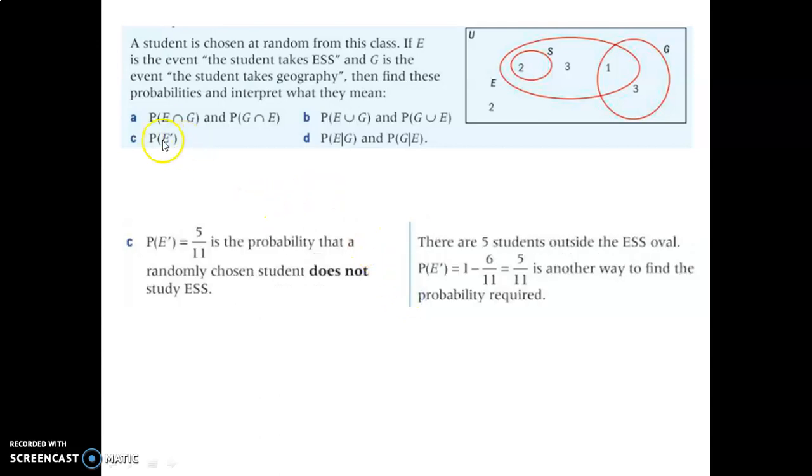Okay, in C, we're looking for the complement of E. We know that E is, if you add those up, 1, 3, 2, that's 6. So the students in environmental science is 6 out of 11. So that means those not in environmental science is the full probability, 100% or 1, minus those that are in environmental science, which leaves us with 5 out of 11 not. Of course, you didn't have to do 1 minus that. You could have just counted the number, everything outside of E, which is 2 and 3. That makes 5. Either way is okay, but it's important to know this rule about complements.